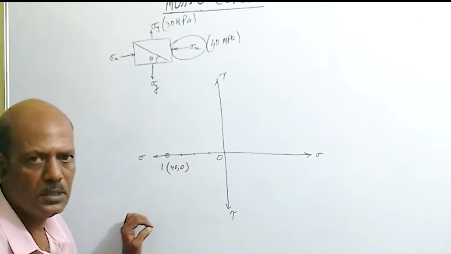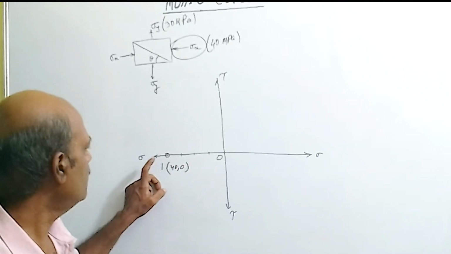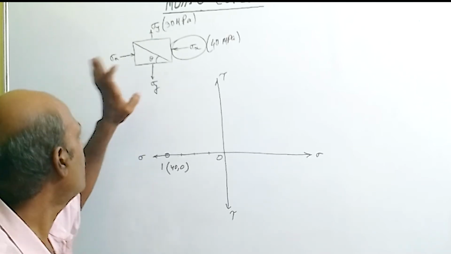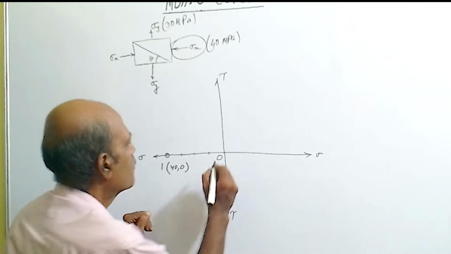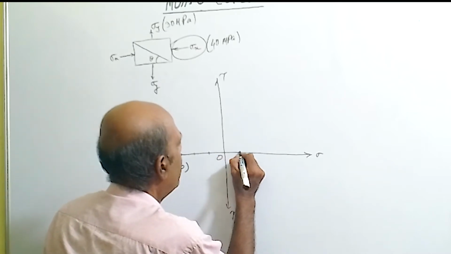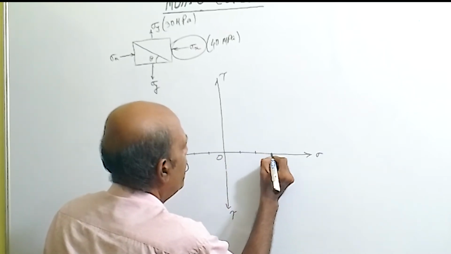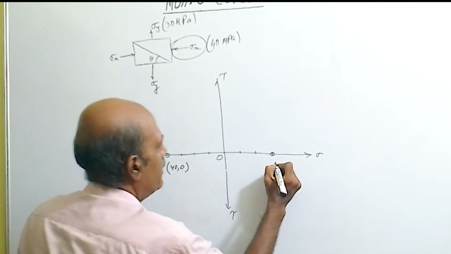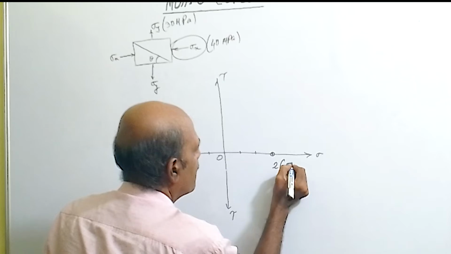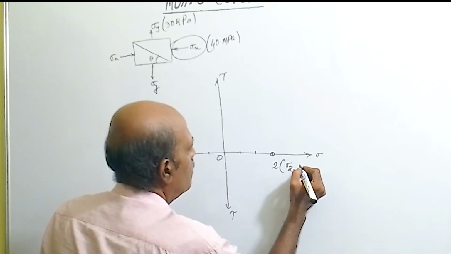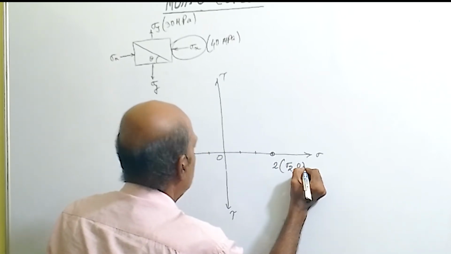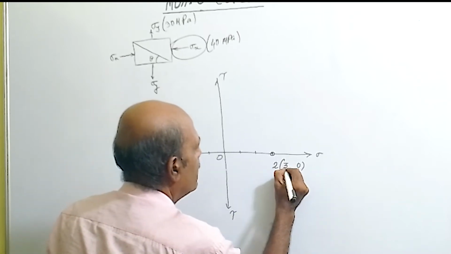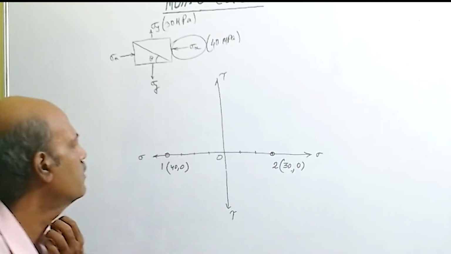0 means shear stress is 0. So 40, 0. This is point 1. Now go to y phase. On the y phase sigma y is positive and 30. So positive, we are moving towards the right, 10, 20, 30. Okay, so this is point 2, that is sigma y, 0. So we have got sigma y means 30, 0. Okay, 30, 0. So we have got the second point.